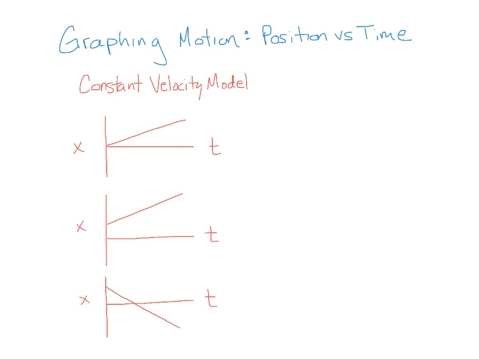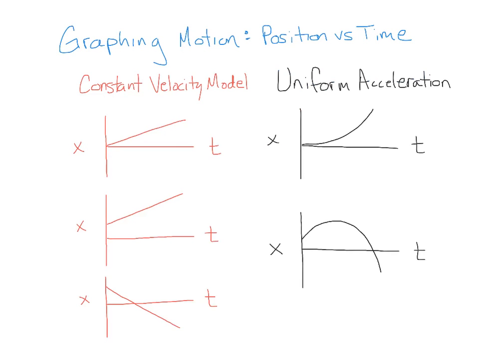Now let's look at uniform acceleration. The biggest thing we see here under uniform acceleration is that when our object is accelerating, the position versus time graph is going to be curved. And that makes sense because remember, our slope is our velocity. And so if an object is accelerating, then its velocity is changing, so the slope has to be changing. So we end up with a curved graph.